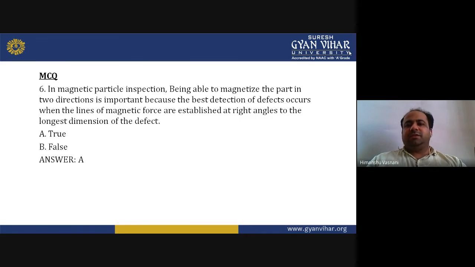In magnetic particle inspection, being able to magnetize the part in two directions is important because the best detection of defects occurs when the lines of magnetic force are established at right angles to the longest dimension of the defect. So you can understand the best detection of defects. You can say it is true in this case.